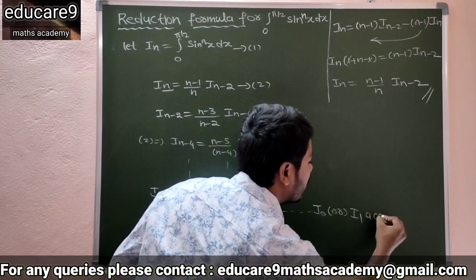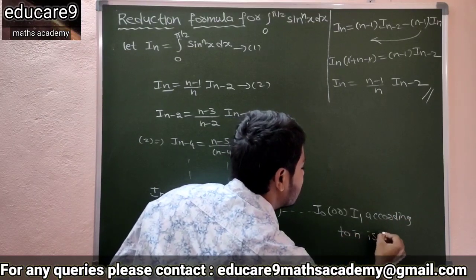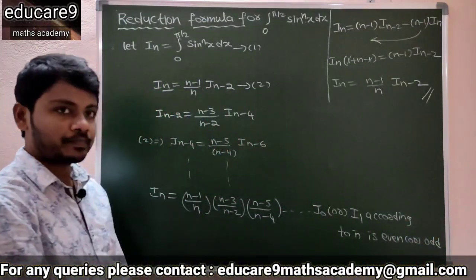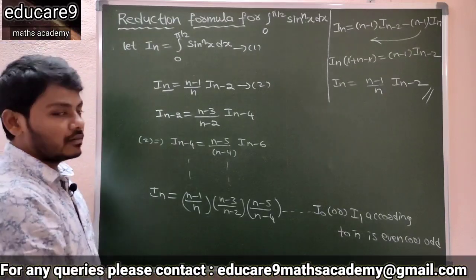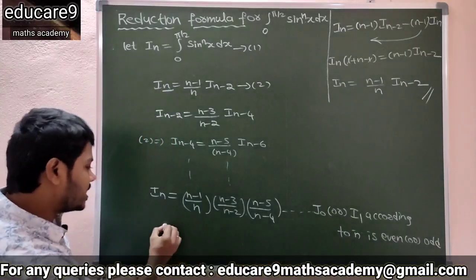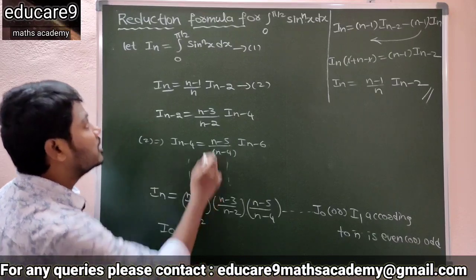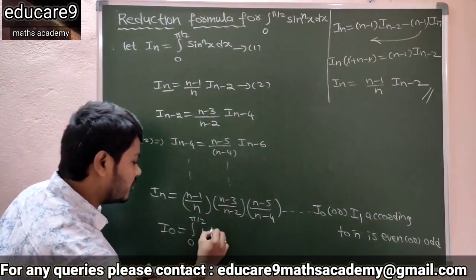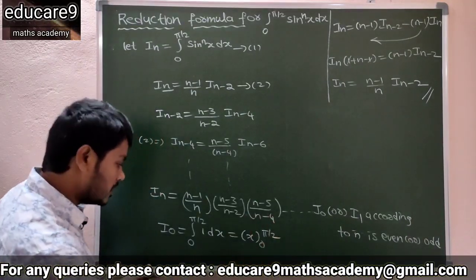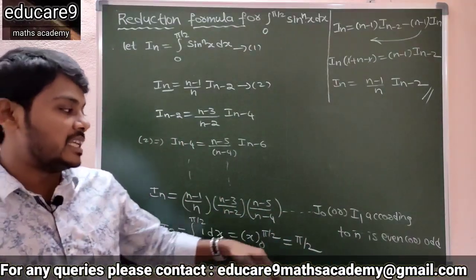So it depends on whether n is even or odd. Here, if n is even, then n minus n you will get I naught. So what is the I naught value? See here, the integral from 0 to pi by 2 of sin power 0 is 1, so you will get 1 dx. This is x within the limits 0 to pi by 2. Therefore the I naught value is pi by 2 when n is even.